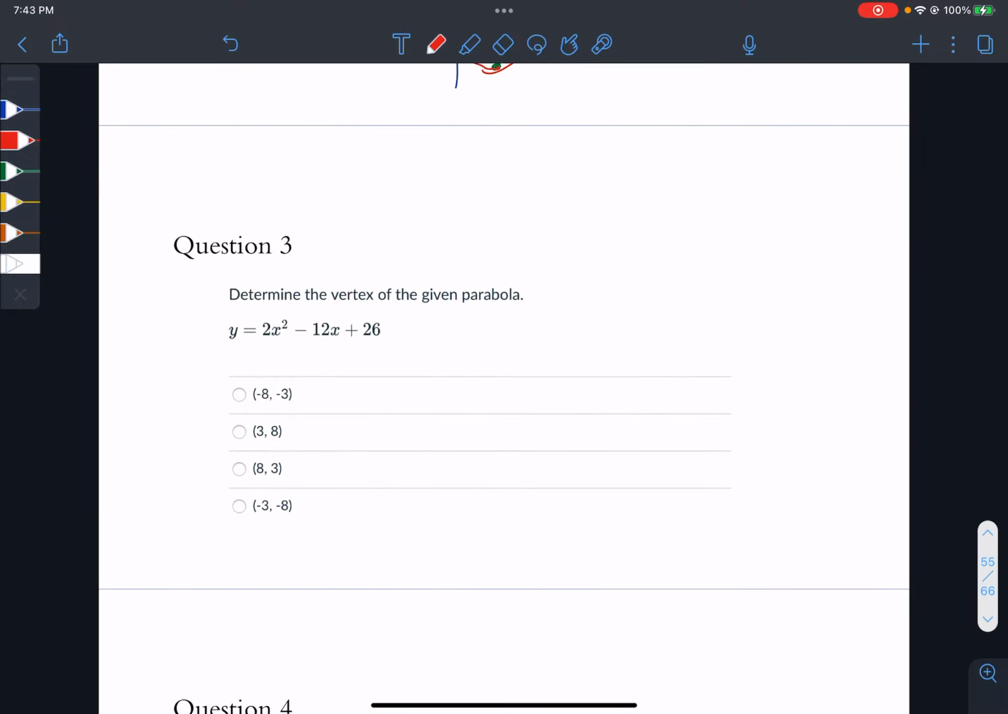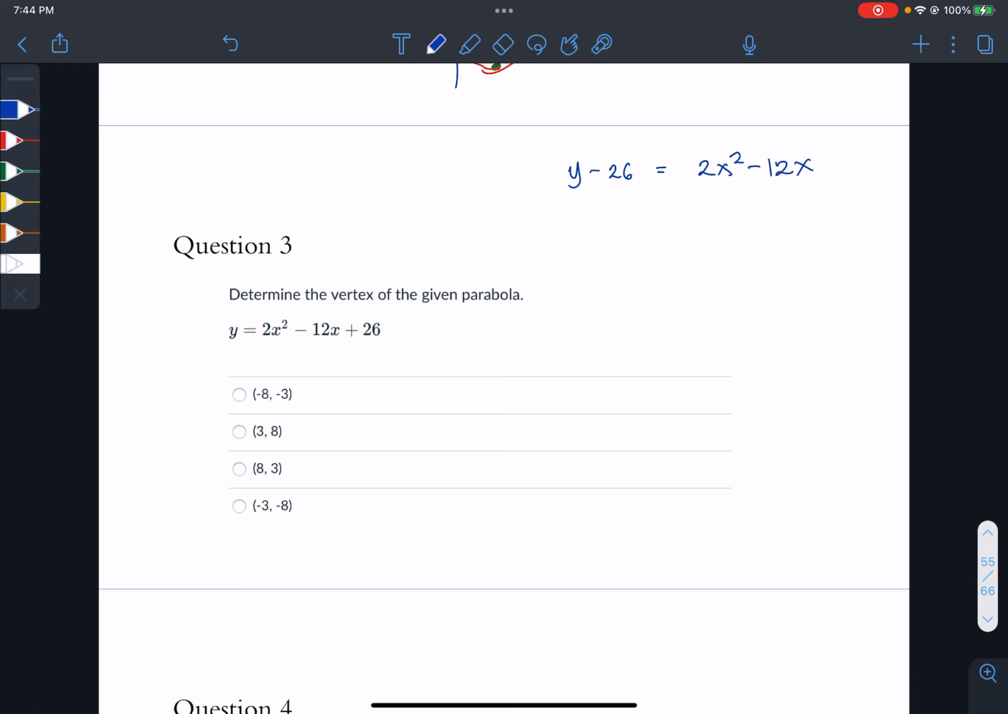So next, we have to determine the vertex of the given parabola. So in this case, vertex, no? So ang naka-square is yung x. Okay, so therefore, yung major axis natin is nasa mga x. So ang gagawin natin dito is, okay, we have to group, no? So completing the square. So yung 26, i-transpose natin. So negative 26 is equals to 2x squared minus 12x.